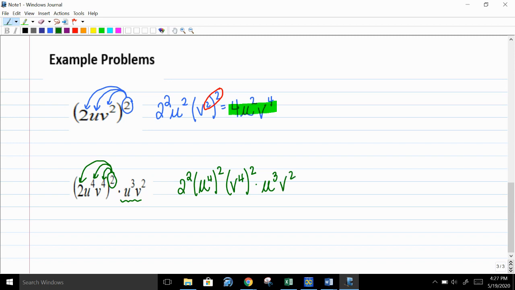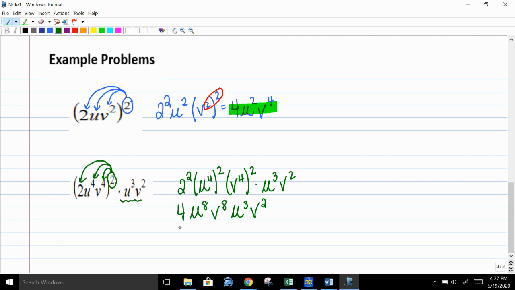And then I simplify that. So the 2 squared would be 4. Here with the 4 and the 2, I have an exponent high multiply. So it would be 4 times 2, which would be u to the 8th. This is another exponent high multiply situation. So that would be v to the 8th. And then I have that u to the third, v to the second.